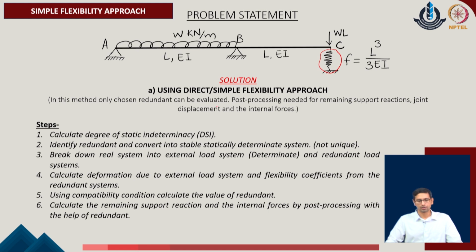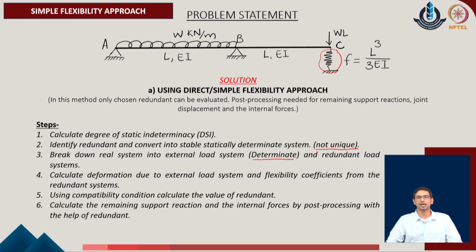So, these are the brief steps which we typically follow to evaluate the response of the given system. We define the degree of static indeterminacy first, we identify the redundants and we convert the given system into a stable statically determinate system, and of course, we must note that this is not a unique step. Based upon different users, this can have different sets of systems and all are possible. Then we also break down the system into a system which is subjected to the external loads only, a determinate system as defined in step 2, and a system which is subjected to all the redundant loads one by one in the given process.